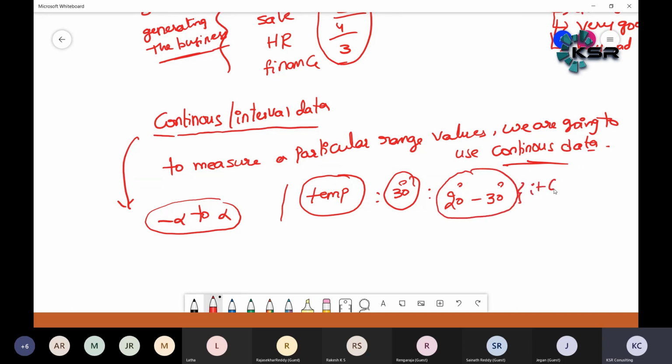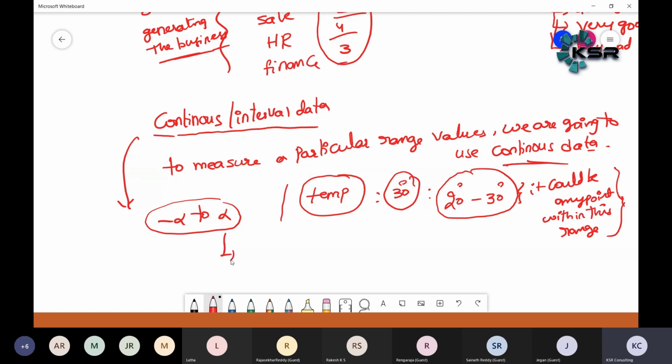It could be any point within this range, 20 degrees to 30 degrees. Now, so it could be any point.